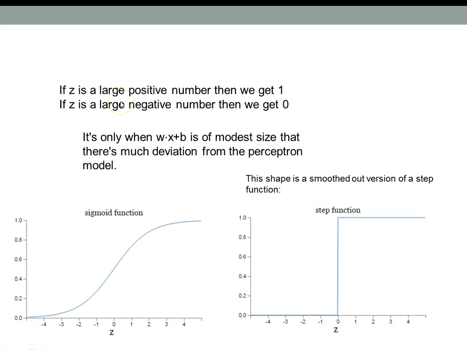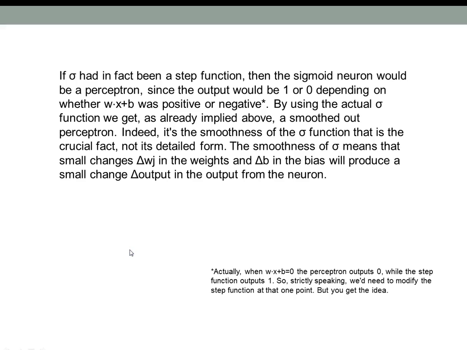A few other observations: if z is a large positive number, that is, if the input is large positive way out here, then this is going to be close to 1. That's good, because that was the same thing with the step function. When we get a large number here, we get 1. When we get a small number, we get 0. So it conforms to that, or it's similar to that. And if z is large negative, we get 0. It's only when z, the input, is of modest size that there's much deviation from the perceptron model. The perceptron model just jumps, but this one is kind of smooth in this area. Any questions?